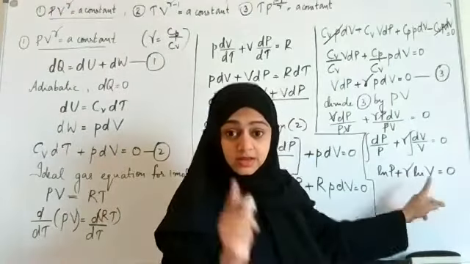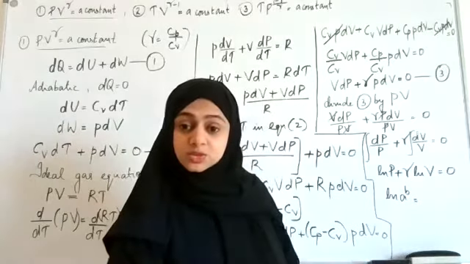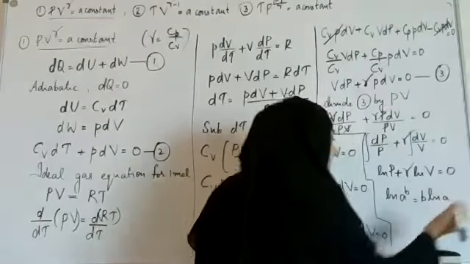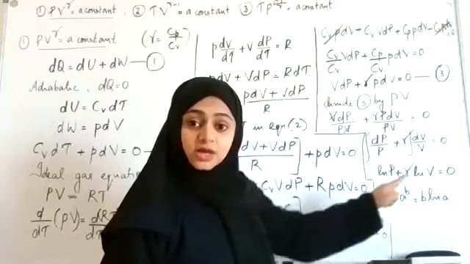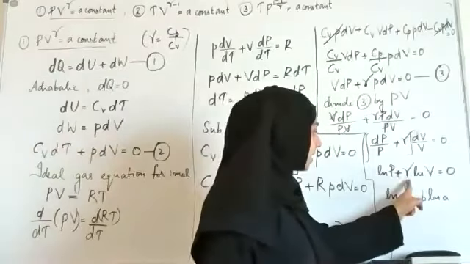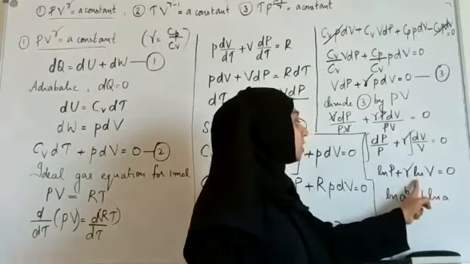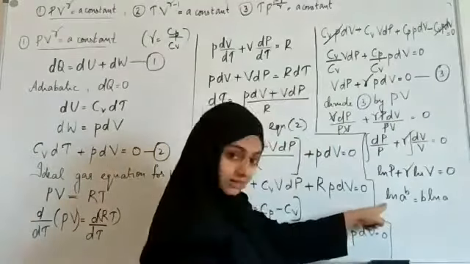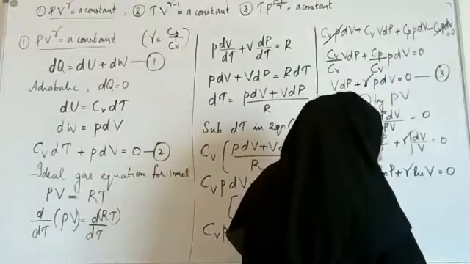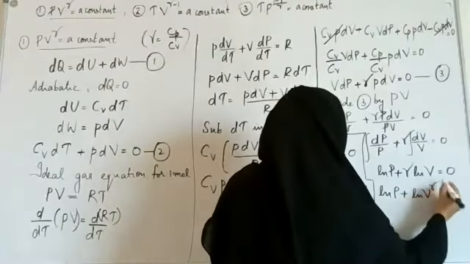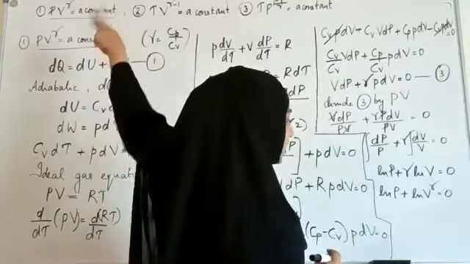Gamma log V. What is log of A raised to B? It's B log A, right? So log of A raised to B is B log A. So I'm going to do the reverse of this. Here gamma log V, I'm going to write as log of V raised to gamma. So I'm going to use this idea here. And I'll be writing this as log P plus log V raised to gamma is equal to 0. Okay, I got V raised to gamma.